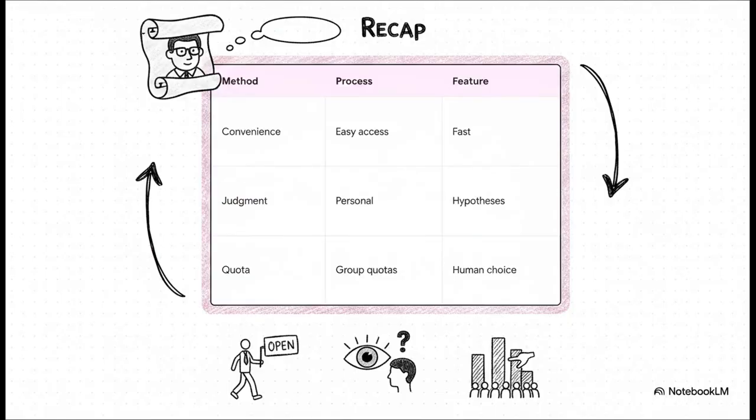Now, to help you keep all this straight for midterms, I put together this little professor's recap study guide. We've got the 3 main non-probability methods right here side by side: convenience, judgment, and quota. I highly recommend taking a mental snapshot of how they differ in their process and key features, and let's quickly break them down one by one.